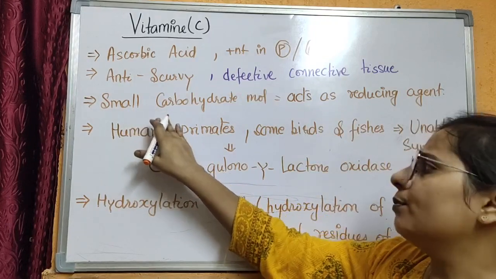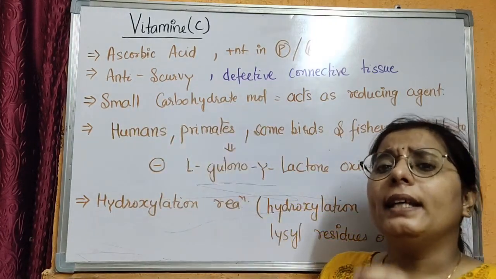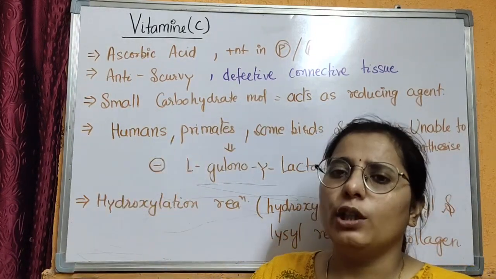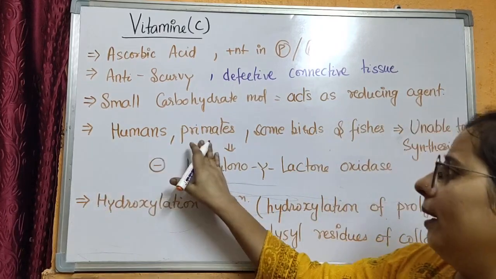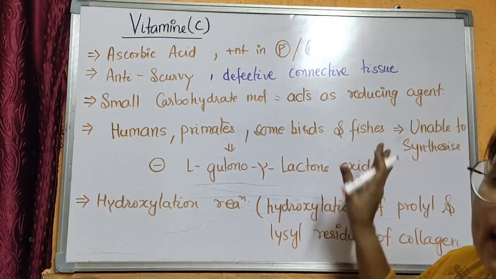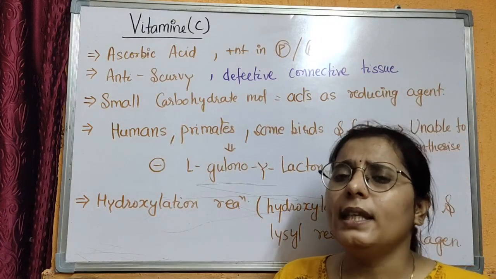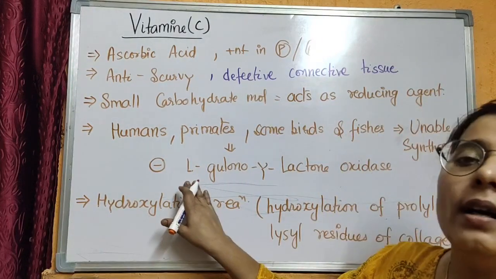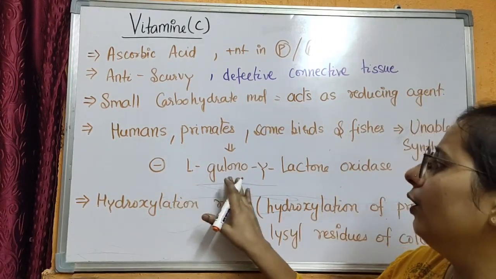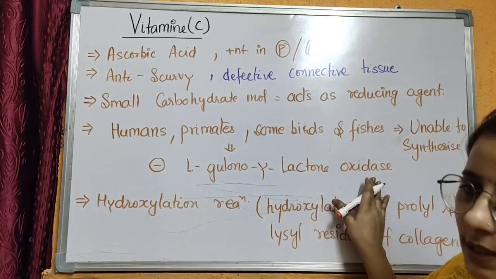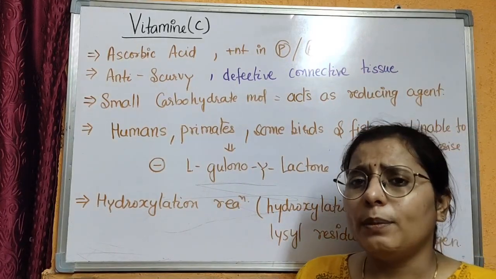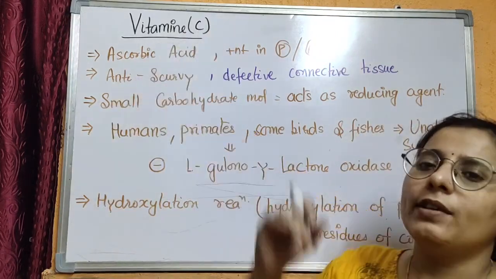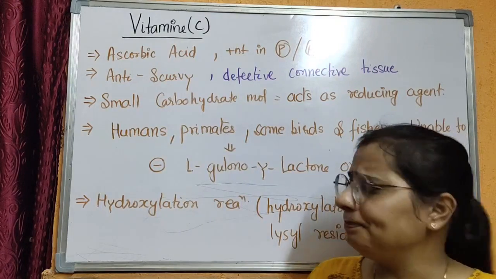Vitamin C is a small carbohydrate molecule and it acts as a reducing agent, meaning wherever it is present, it removes the oxygen molecule from it. In humans, primates, some birds and fishes, vitamin C cannot be synthesized, and it is due to the absence of a special enzyme called L-gulonogamma-lactone oxidase. This enzyme is not present in our body, so we are not able to synthesize vitamin C and we have to take it from the diet.